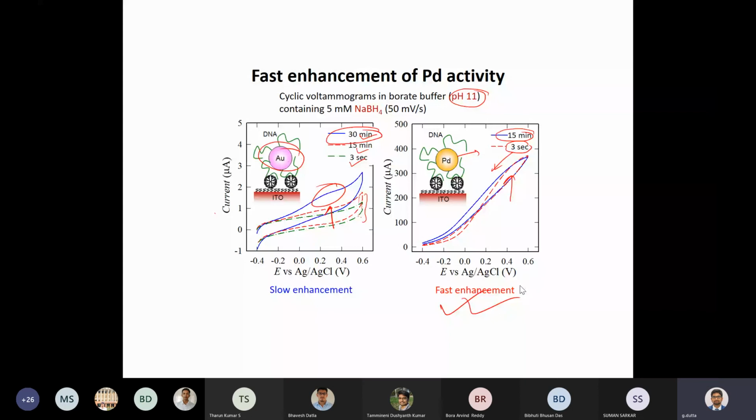Yes, sir. So that's why we have to optimize the material. It is their own property. In the gold case, we need a longer incubation time. But in the palladium case, it can be done very fast.